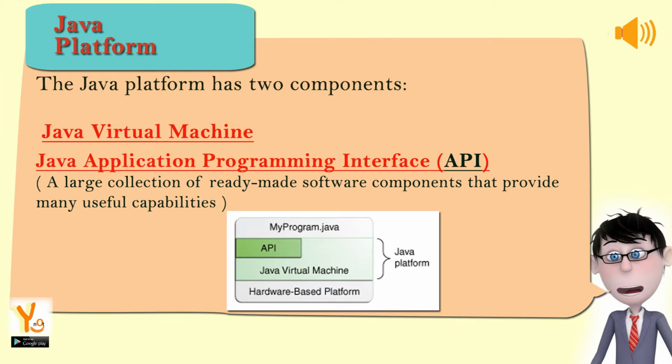The Java platform has two components. The Java virtual machine, and the Java Application Programming Interface, API. It is a large collection of ready-made software components that provide many useful capabilities.